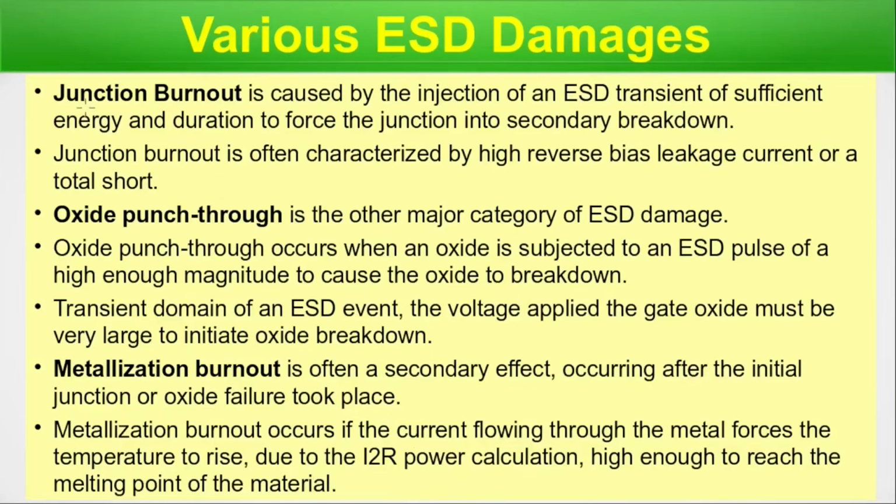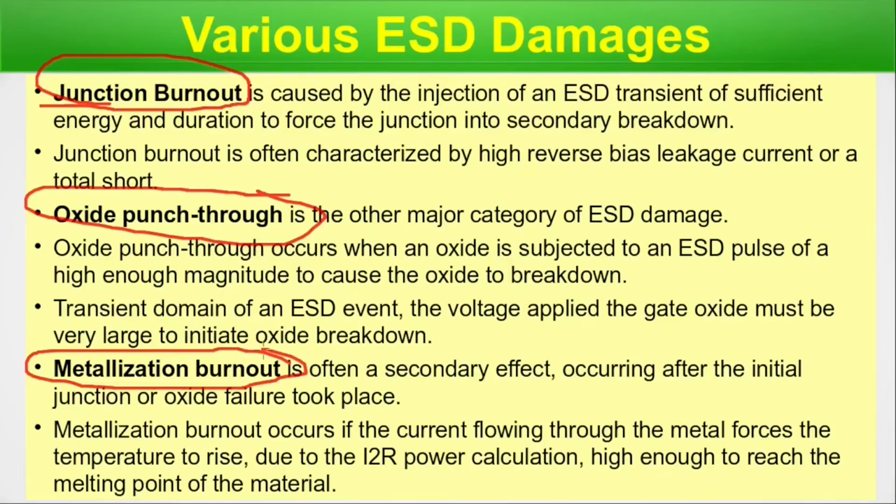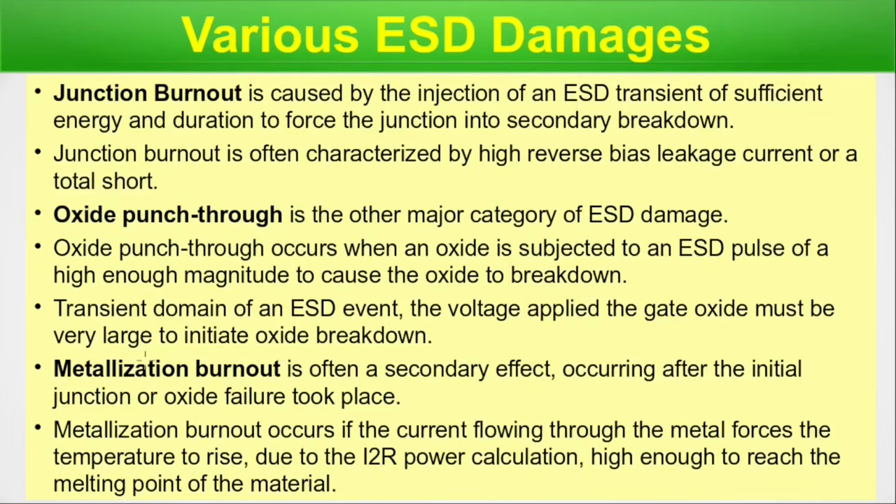Three types of ESD damage we have talked about that can happen inside the chip. That is junction burnout. The next one is the oxide punch through, and the next one is the metallization burnout. So these exist inside the IC, and this type of damage, 1, 2 or 3, can happen due to the ESD. So here we are done talking about the various types of ESD damages that can happen inside an IC. Let's move on to the next slide.